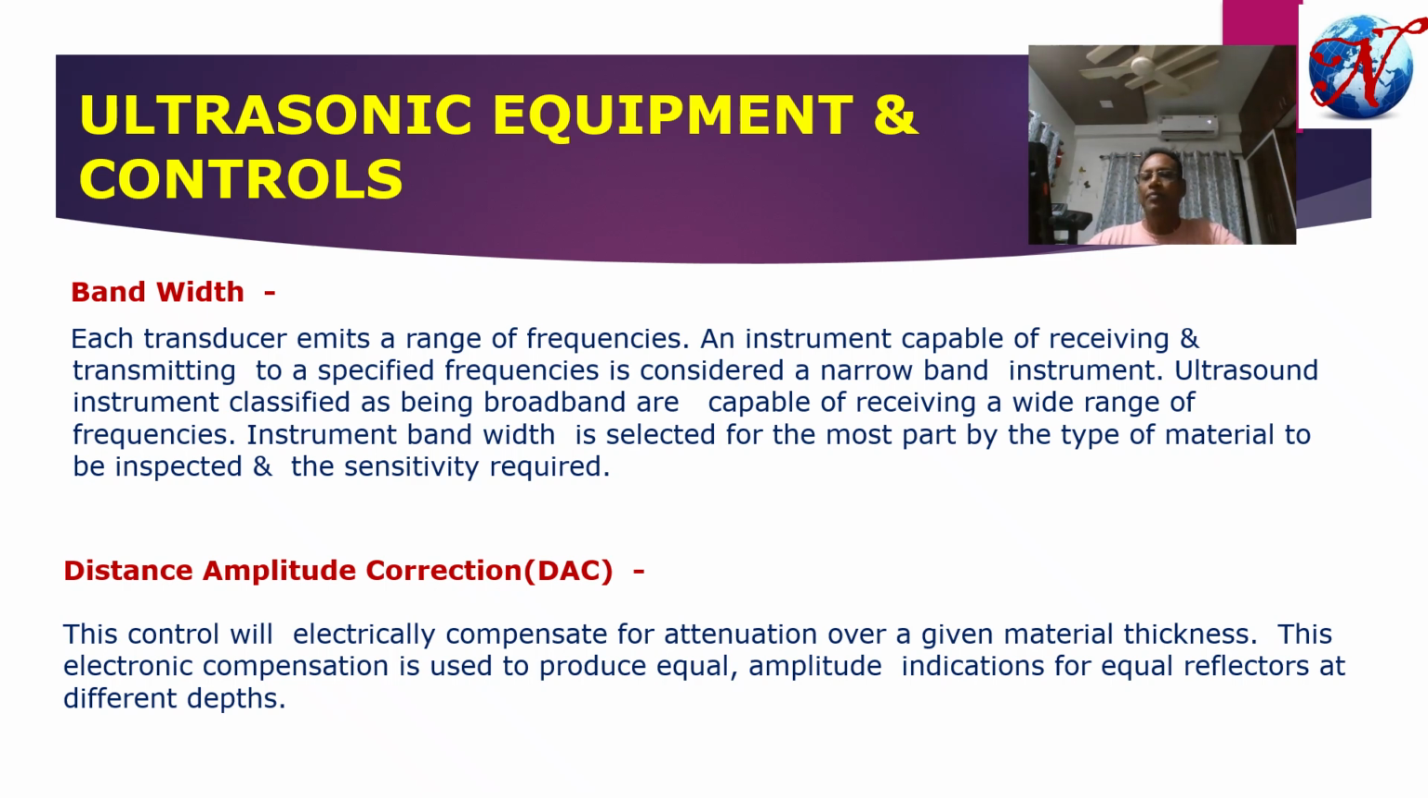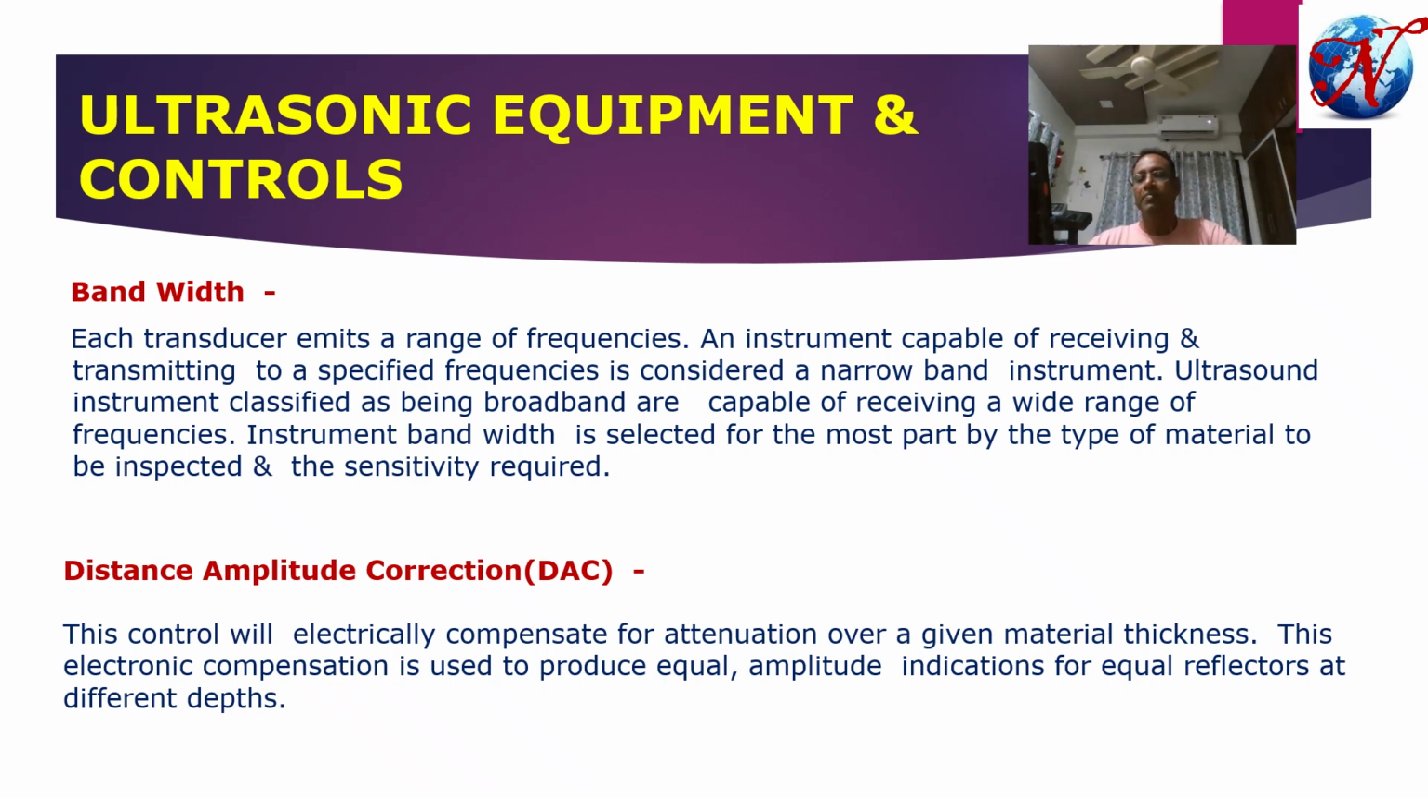When we connect a probe to the ultrasonic equipment, whatever the bandwidth of the probe is for receiving and transmitting signals, your ultrasonic machine will by default adjust its bandwidth for that particular transmission and receiving capability. And the distance amplitude curve, or DAC, is a general functionality given in all digital ultrasonic machines. DAC stands for distance amplitude correction.